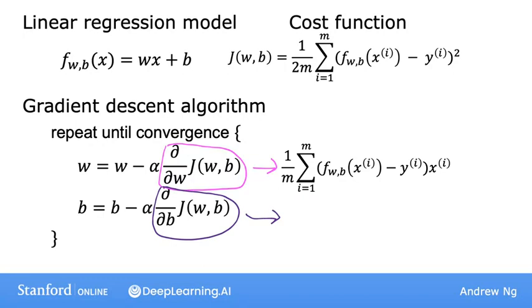And the derivative with respect to b is this formula over here, which looks the same as the equation above, except that it doesn't have that xi term at the end. And if you use these formulas to compute these two derivatives and implement gradient descent this way, it will work.